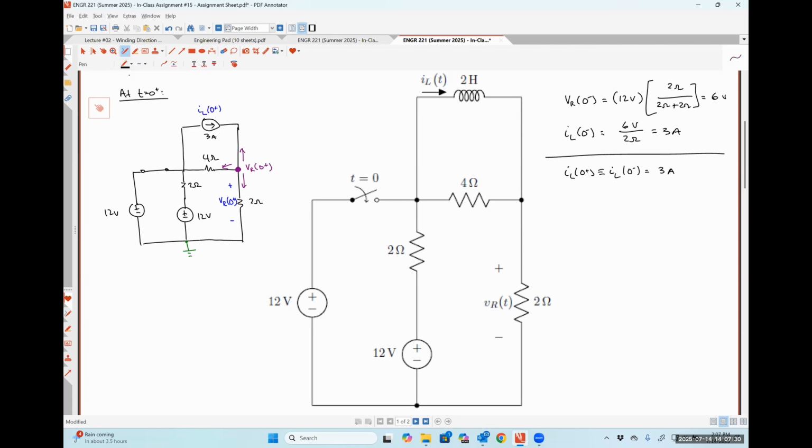Okay. So my KCL equation is going to look like negative 3 amps plus (VR at 0 plus minus 12 volts) divided by 4 ohms, because the voltage at this node right here is 12 volts with respect to ground, because there is a 12-volt source between that node and ground, plus VR at 0 plus divided by 2 ohms is equal to 0. And now I'm going to throw that one equation, one unknown into the numerical solver of my calculator. So that's going to look like negative 3 plus x minus 12 over 4 plus x over 2 is equal to 0. And now my calculator is thinking about what that result is going to be.